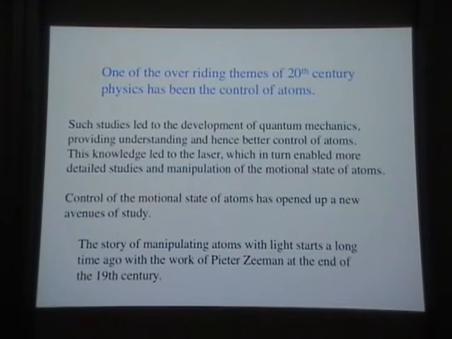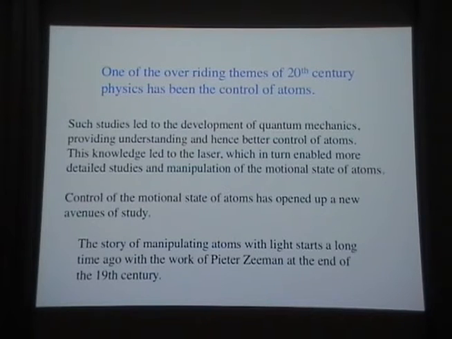One of the overriding themes of 20th century physics has been the control of atoms. Studies and control of atoms led basically to the development of quantum mechanics, which provided a better understanding of how the atom works, and hence better control of atoms. And this knowledge, of course, led to things like the development of the laser, which in turn can be used to make more detailed studies and manipulation of the motion of atoms. And of course, controlling the motional state of atoms has opened up whole new avenues of research, which hopefully I'll be able to describe to you.